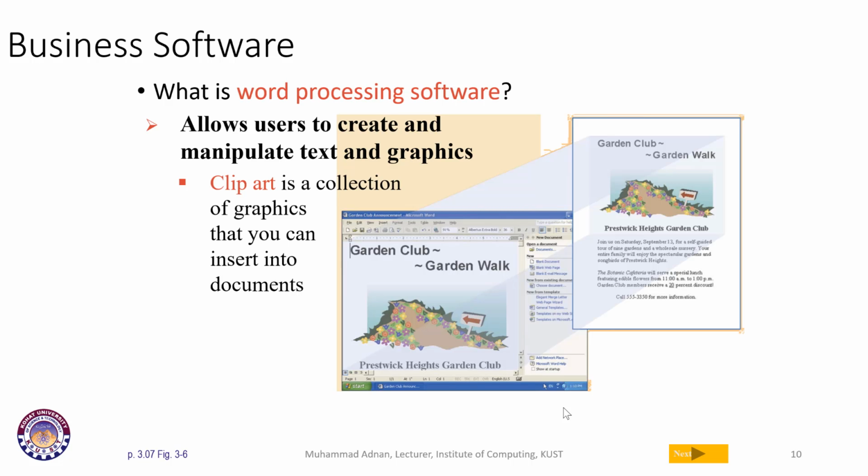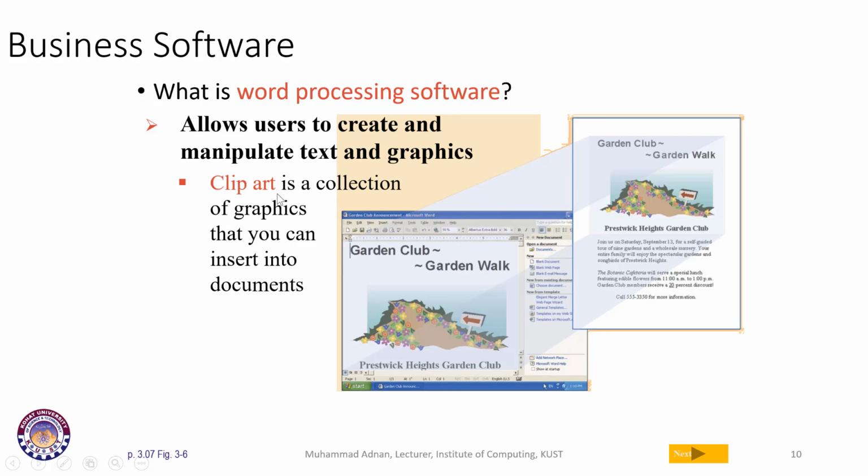So we have already discussed the word processing software in the class. So what is it? You know that it allows the user to create and manipulate text and graphics. So this is a simple window where you can enter text. You can also insert figures or graphics. Then you can give it a caption. You can insert clip arts.